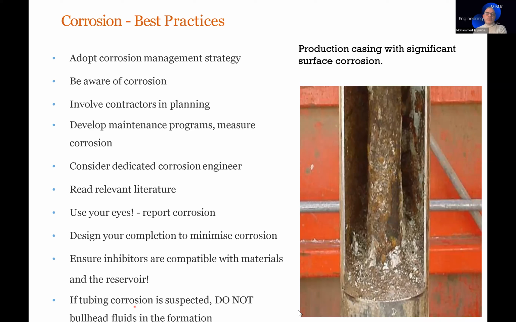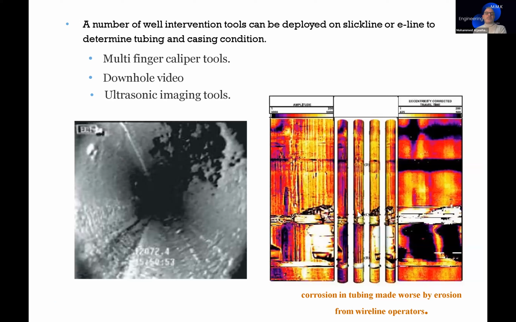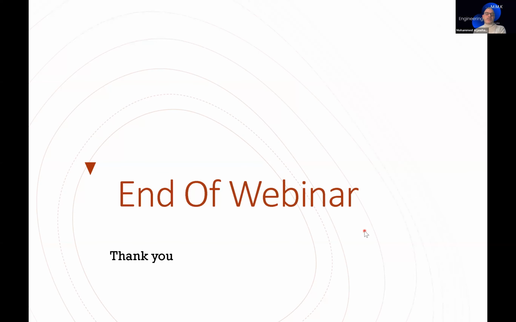So we need to do the corrosion management beforehand to ensure the well integrity and the integrity of the facilities regarding the corrosion issue. We can do a multi-finger caliper, downhole video, or ultrasonic imaging to know exactly where we have a problem inside the wellbore. This identification helps us a lot to remove the corrosion issue and to remediate these problems. So this is the end of the webinar.